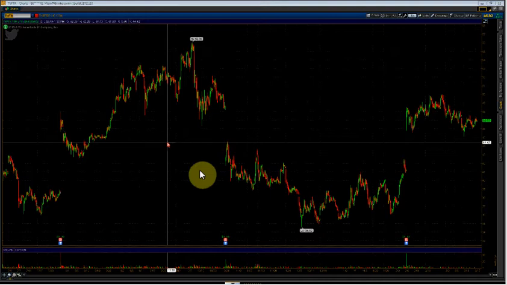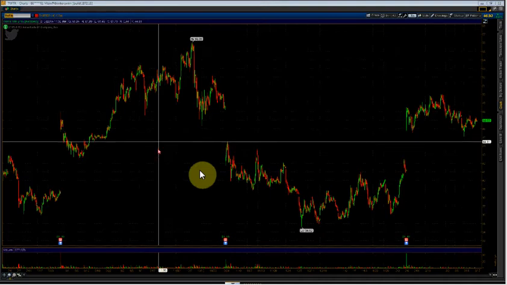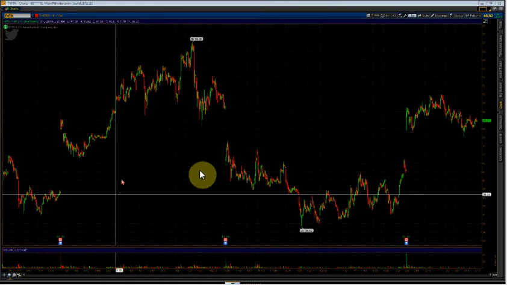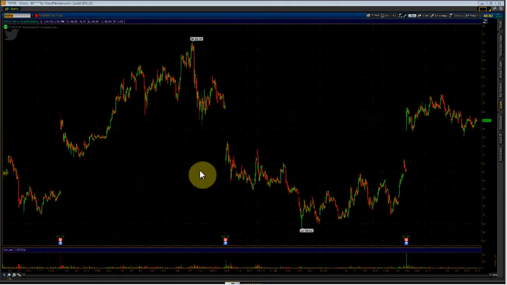Okay, so a few things are coming out. Some people talking about swing points. That wouldn't be a particular trading system.